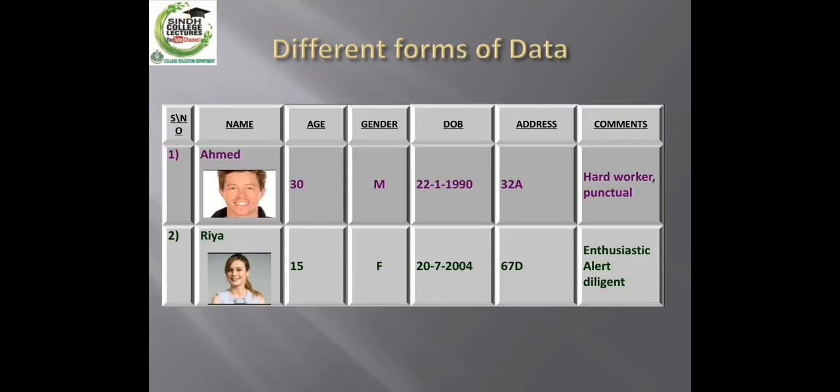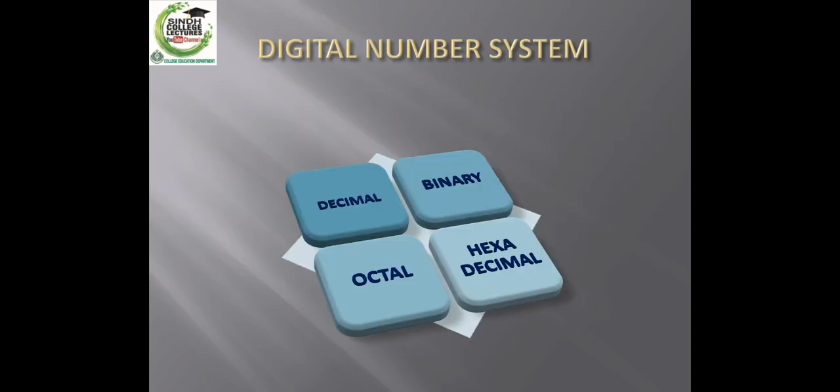These are different forms of data, such as images, numbers, characters, comments, etc. But a computer does not manipulate or store this form of data until it is converted into number codes. For converting data into number codes, we use the digital number system. This consists of 4 number systems, which are the decimal number system, binary number system, octal number system, and hexadecimal number system.